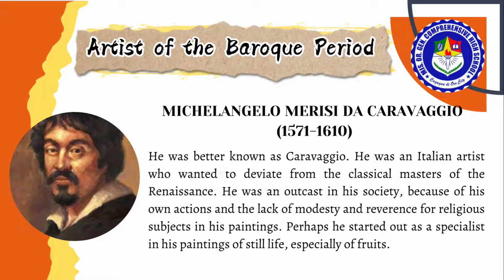Michelangelo Merisi da Caravaggio, 1571 to 1610. He was better known as Caravaggio. He was an Italian artist who wanted to deviate from the classical masters of the Renaissance. He was an outcast in his society because of his own actions and the lack of modesty and reverence for religious subjects in his paintings.